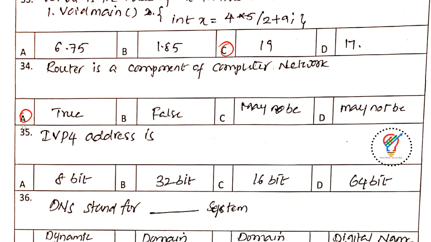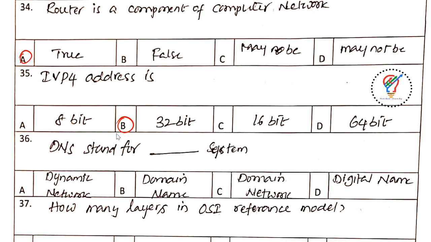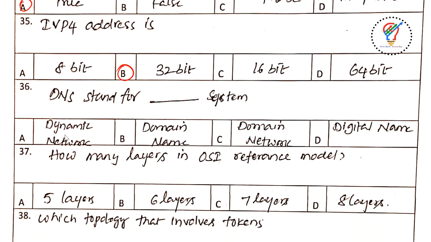Next one, IPv4 address is 8-bit, 32-bit, 16-bit, 64-bit. The correct answer is 32-bit. So DNS stands for, okay, dynamic network, domain name, domain network, digital name. So 36 is domain name system, DNS means.